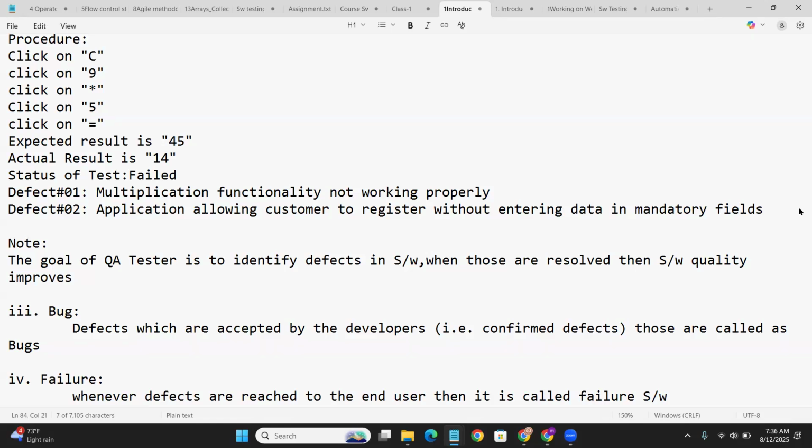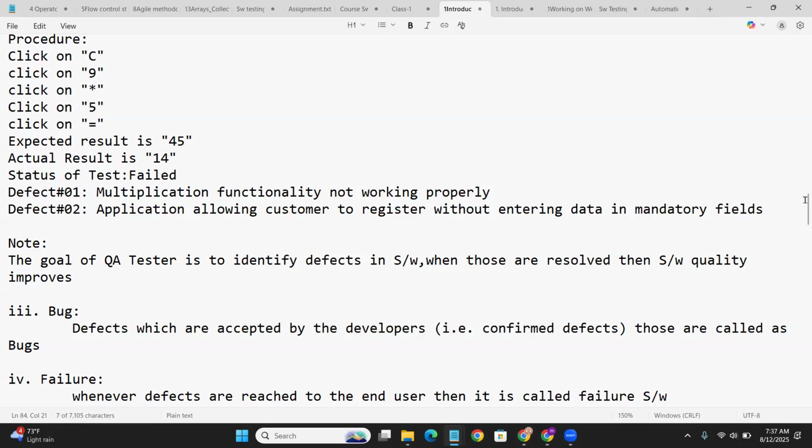Some may be due to misunderstanding requirements, where you got a deviation while testing the application. Testers may make mistakes, right? That's the reason. So what is a bug here? Defects which are accepted by the developers. That means confirmed defects are called bugs.